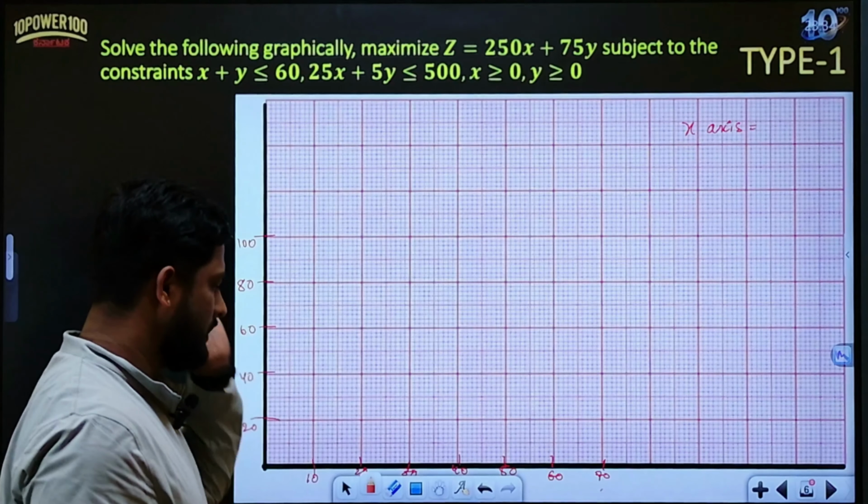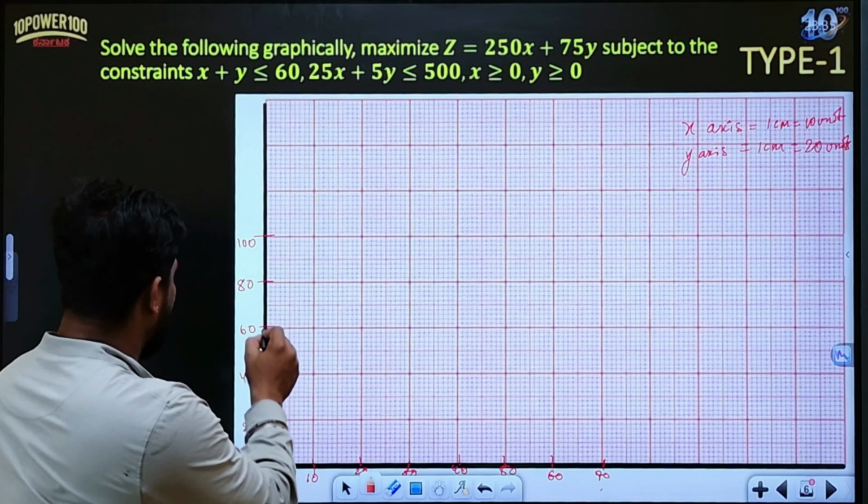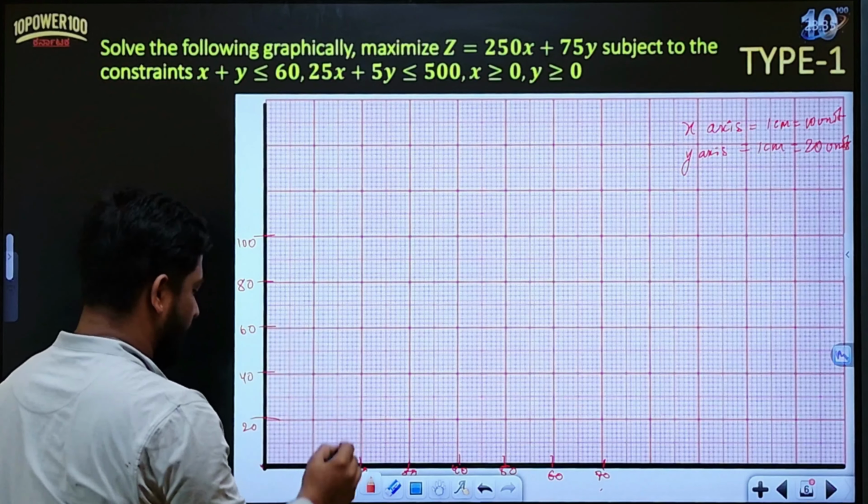Now let's see the coordinates. When x is equal to 0, y is equal to 60, right? So look at this. When x is equal to 0, y value is 60. So this is the point. This is 0, 60.